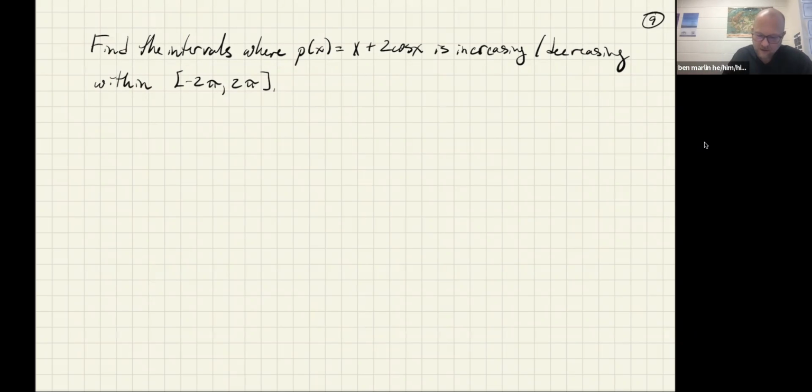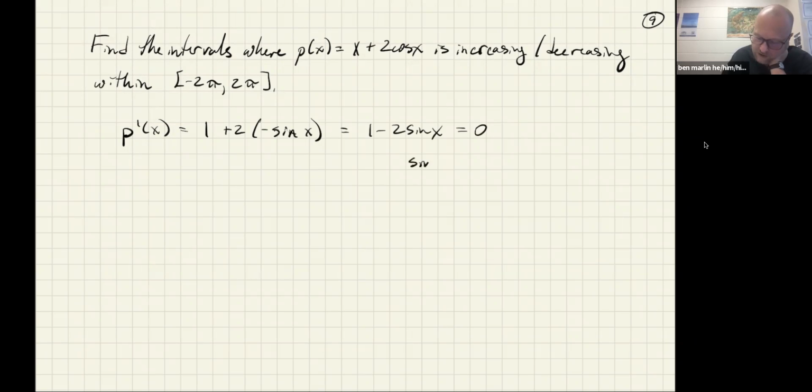So I'm going to go ahead here and say p prime of x is going to be equal to 1 plus 2 times the derivative of cosine, which is minus sine. And so that's going to be 1 minus 2 sine x. We have to set that equal to 0, which says that sine x needs to be equal to 1/2. Okay, so now we're going to have to think about our unit circle.